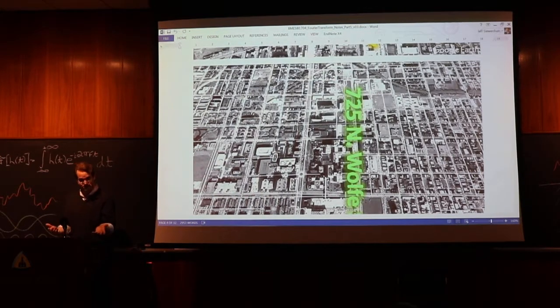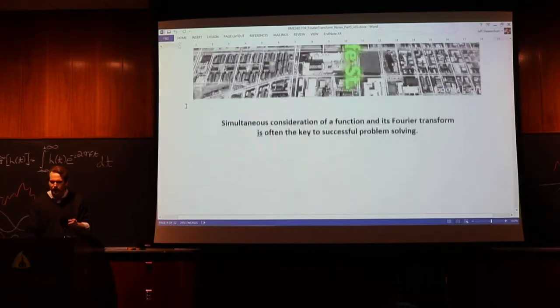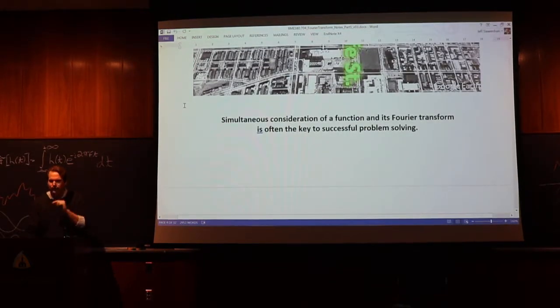Okay? Make sense? So that mapping of two completely different domains is really quite analogous to what we're going to talk about now, like time domain and frequency domain, space domain and spatial frequency domain. And what we'll see is that simultaneously being able to consider a signal in either domain is often the key to successful problem solving.